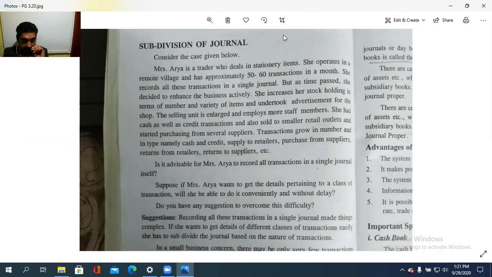But as time passed, she decided to enhance the business activity. She increases her store holding in terms of the number and the variety of the items and undertook the advertisement for the shop. The selling unit is enlarged and employs more staff members also. She had cash as well as credit transactions and also sold to smaller retail outlets and started purchasing from several suppliers also. Transactions grow in number and in type, namely cash and credit, supply to the retailers, purchase from the suppliers, returns from the retailers, returns to the suppliers, etc.